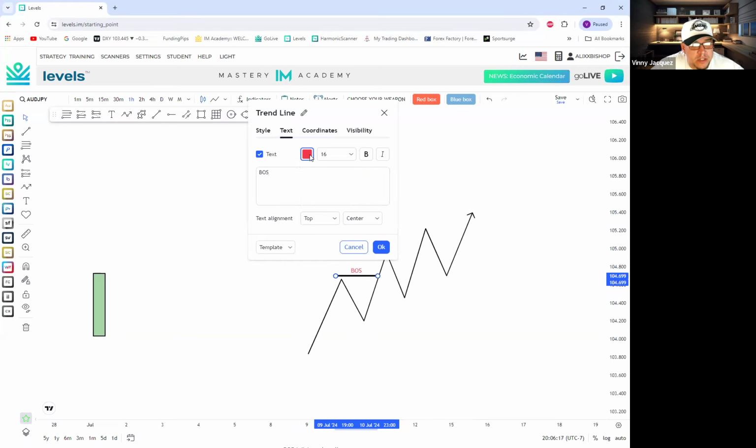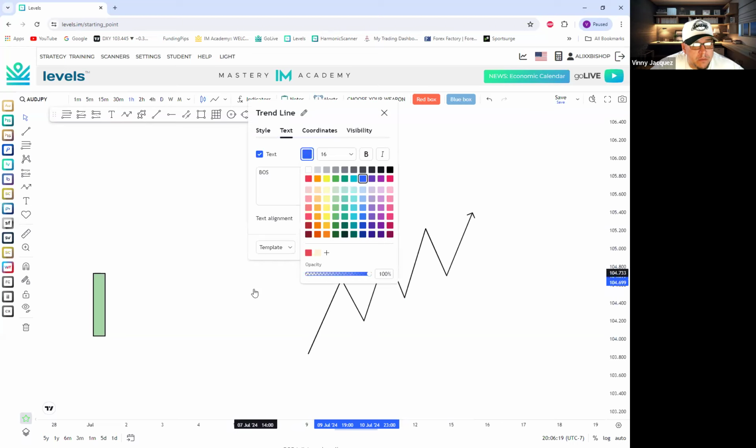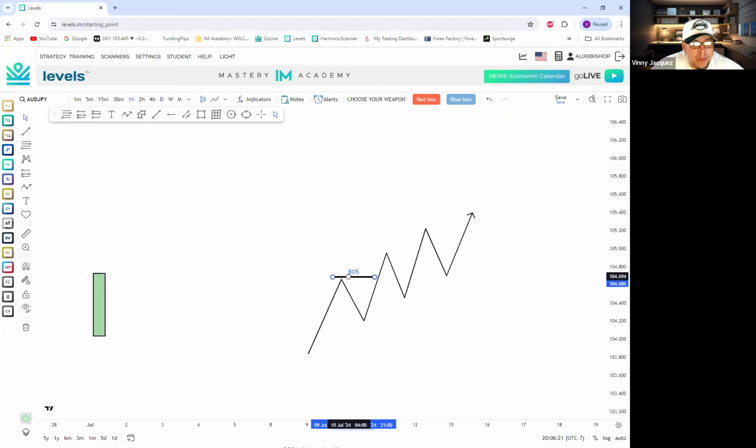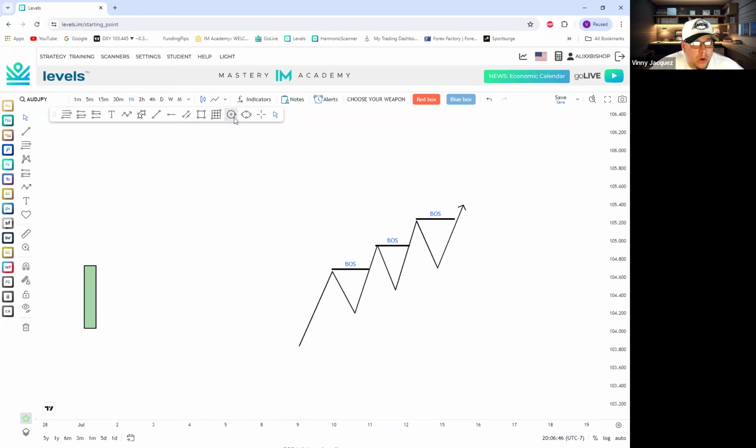Anytime you see a break of structure, guys, BOS stands for break of structure. Anytime you can see that, that's letting you know it's a continuation. The market wants to continue higher. Anytime that we get a BOS, we're looking for the market to go higher. And how do we capitalize when the market is in an uptrend? How can we capitalize? Well, I'm going to break that down for you guys today.